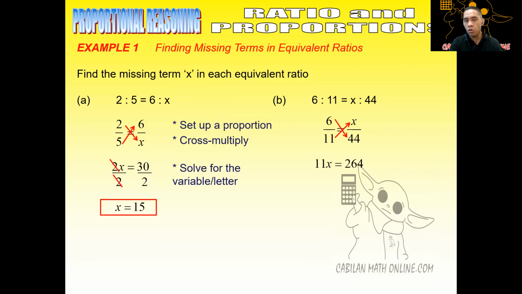Now, this last step where you isolate the variable, all you do here now is divide both sides by the number attached to the x, which in this case here is 11. Again, just like the previous example, all that does is cancel the 11s on the left side, and then 264 divided by 11 is going to give me 24.